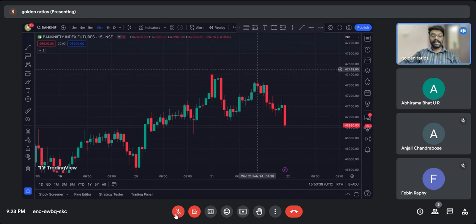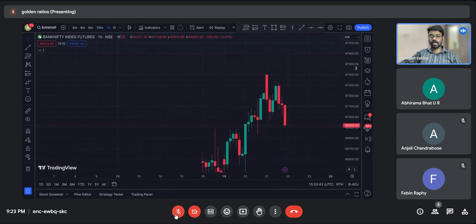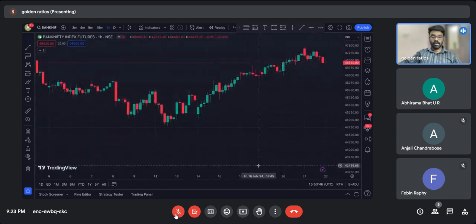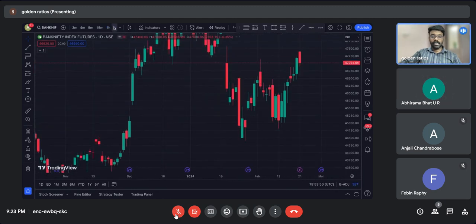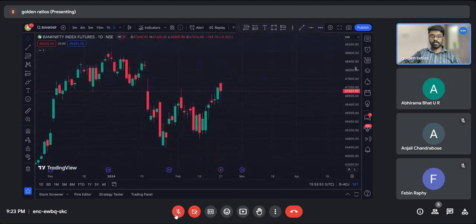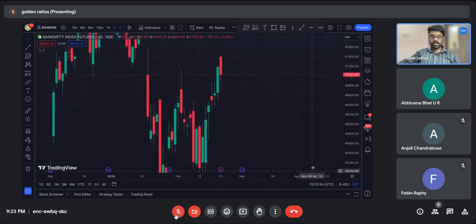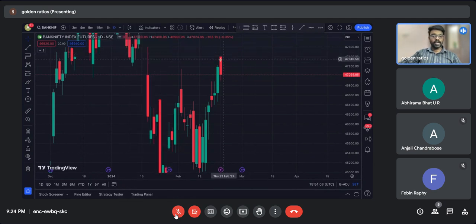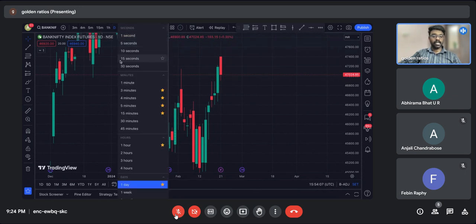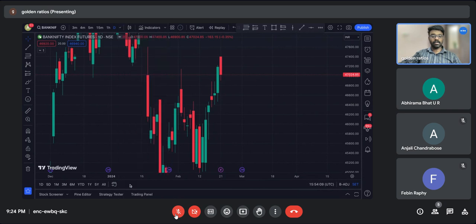So many traders will find out a support and resistance in a higher time frame, and even the day candle they will be using. You can see the time frame here, right? One type of trading I will teach you with support and resistance. You can try and see. So instead of 5 minutes, 15 minutes, 1 hour, we can select a day candle. Click on day.